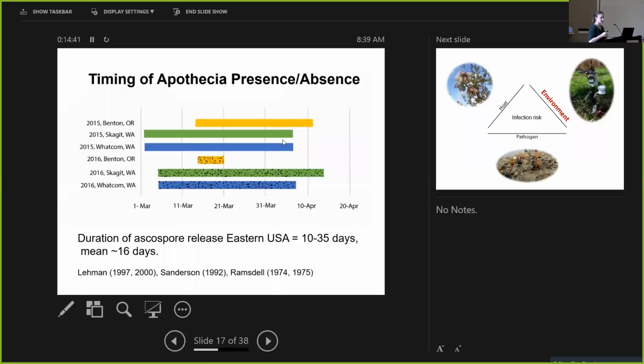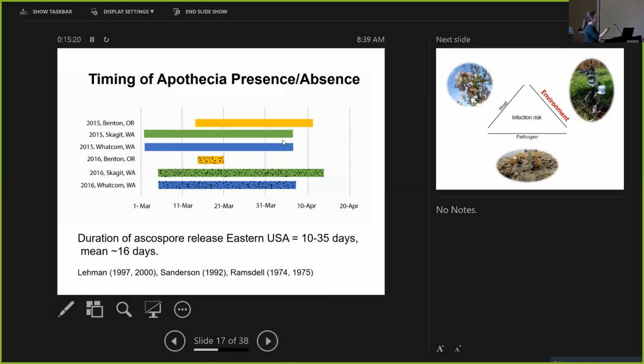Here you see the results of this study. So you see in the bars are the different locations and the different patterns are different years. So in green and blue, you see the results for the Washington fields. Ascospore release was observed from beginning of March to mid-April. And this is a very long period. It was 37 days, and this is longer than other periods that have been reported. On average, it was about 16 days in the eastern United States. And therefore, it shows that Washington is indeed very conducive for this pathogen and producing apothecia.